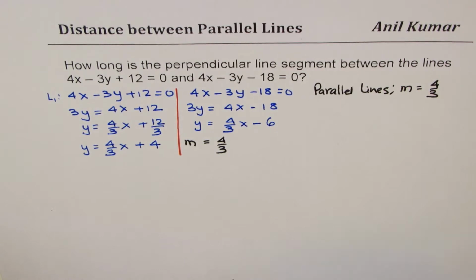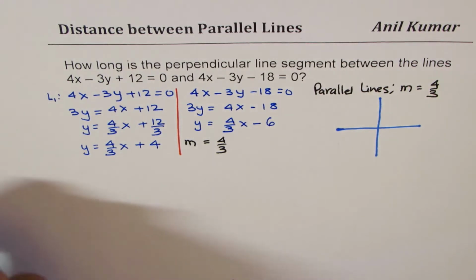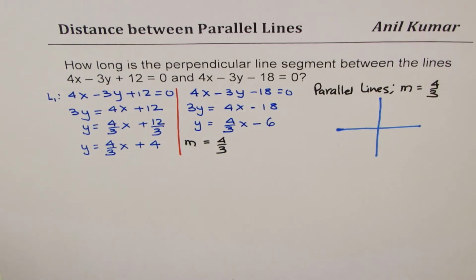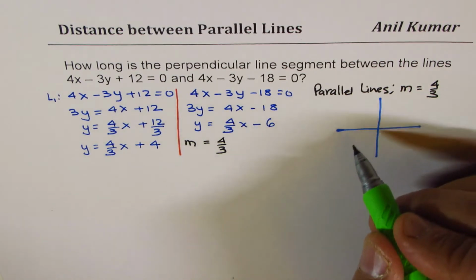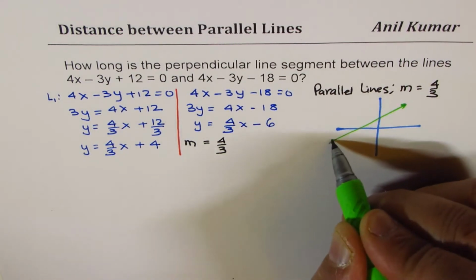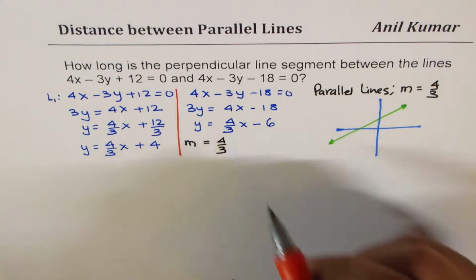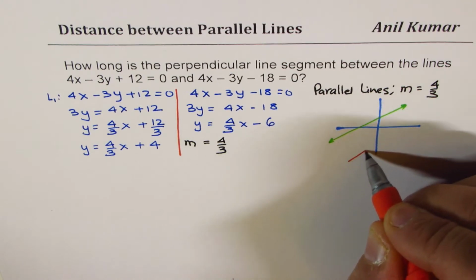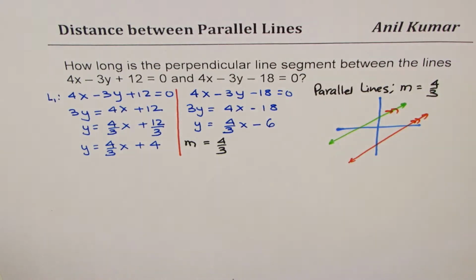So if I have to sketch it, let me just sketch it here. In that case, the lines could be drawn with y-intercept of 4, positive slope. So let me just sketch a line like this, y-intercept of 4. The other one being y-intercept of minus 6. So let's say like this. Let us say they are parallel lines, okay? In that case, the question here is, we need to find the shortest distance between the two, right?